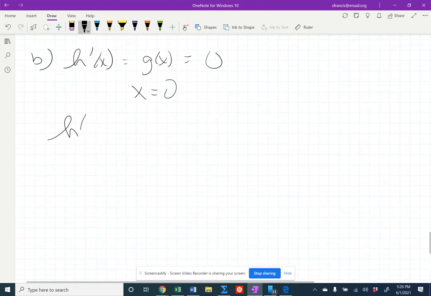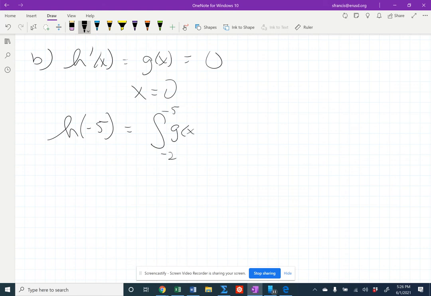So h of negative 5 is going to be the integral from negative 2 to negative 5 of g of t dt. Notice that the limits are in their unnatural order, so I'm going to switch them and make it opposite.